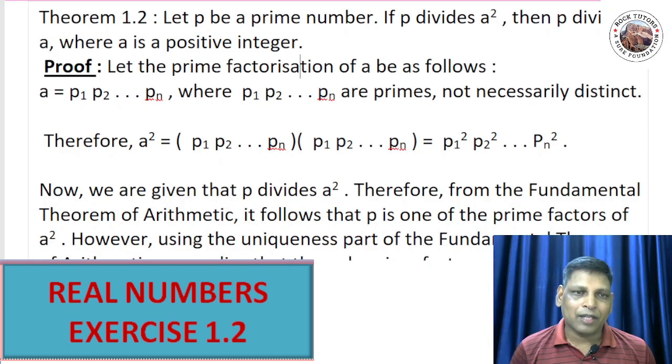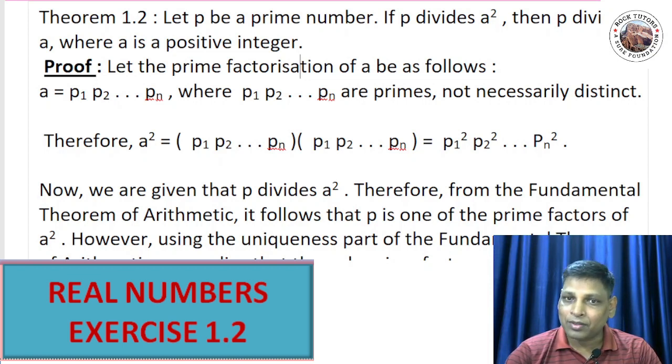Theorem 1.2. Let p be a prime number. If p divides a squared, then p divides a, where a is a positive integer. And the proof: let the prime factorization of a be as follows. a is equal to p1, p2, p3 and so on up to pn, where p1, p2 and pn are primes, not necessarily distinct.